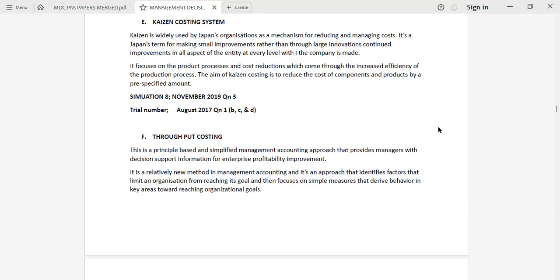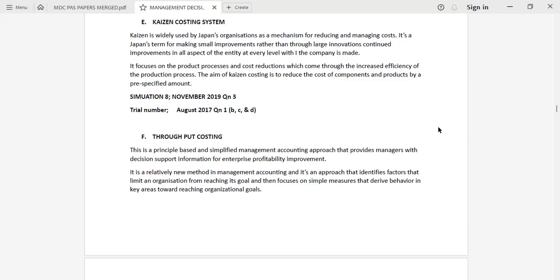Kaizen is a term widely used by Japanese organizations as a mechanism for reducing and managing costs. So it is used for managing and reducing the costs. It's a Japanese term for making smaller improvements rather than through large innovations.